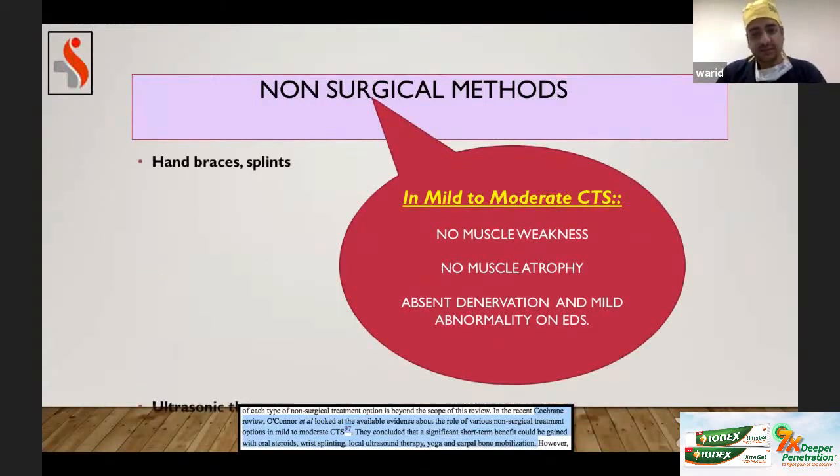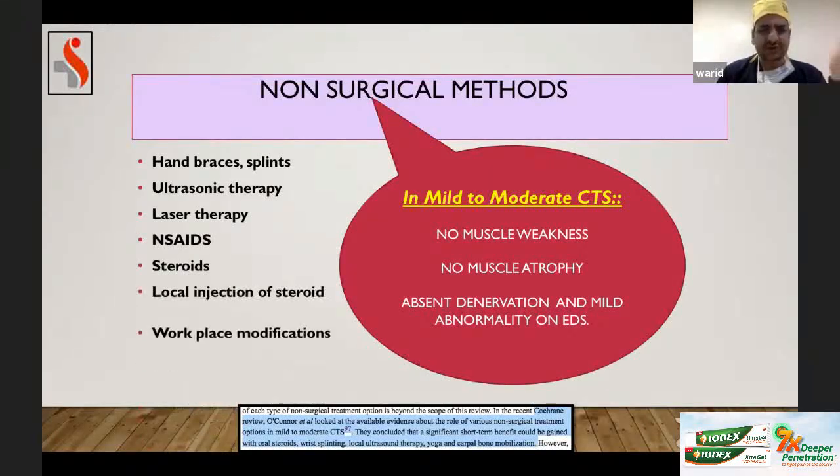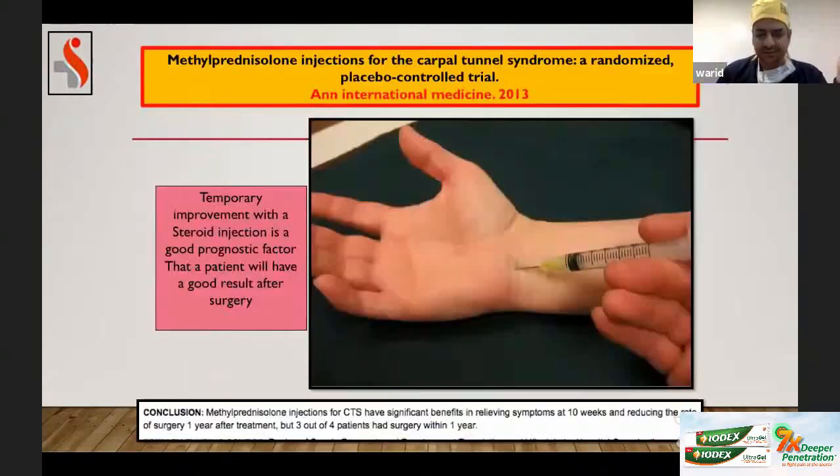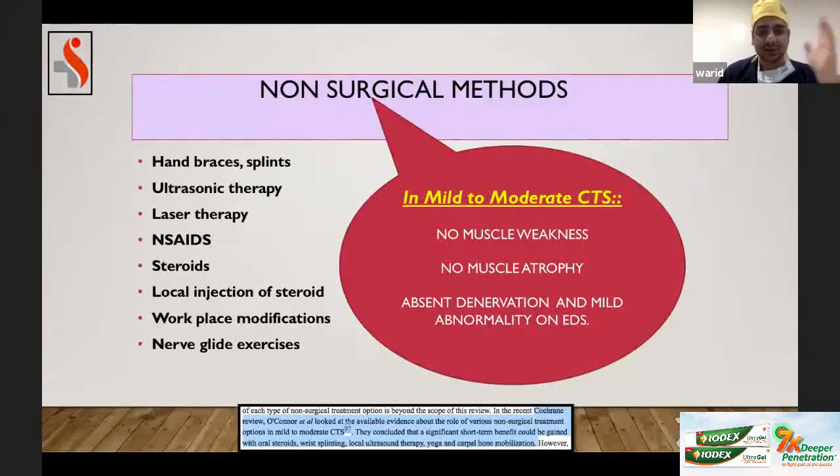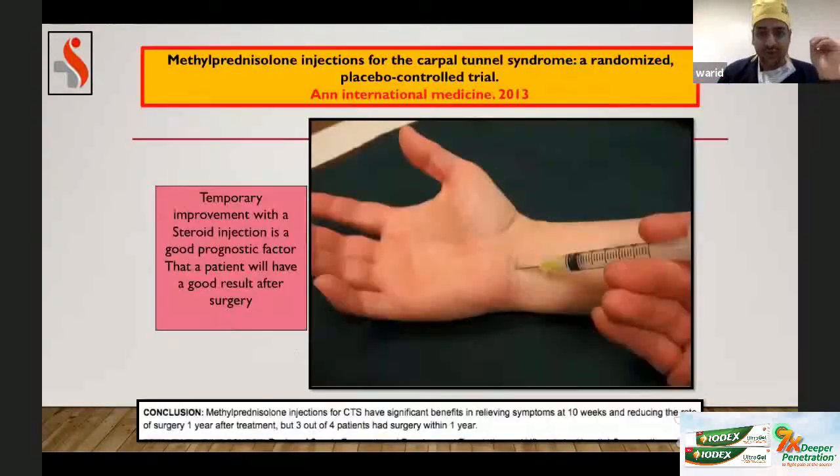And in mild cases, you can use braces, ultrasound therapy, laser therapy, NSAIDs, steroids. There are n number of things which can be done, like a local injection of a steroid, workplace modification, nerve glide exercises, and all those things. So you will be surprised that most of the times they do very well with conservative treatment, and the symptoms do go. But there is some group of patients which do not improve. They have that disabling pain.